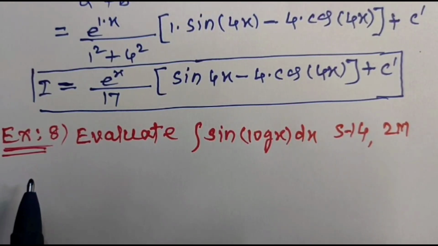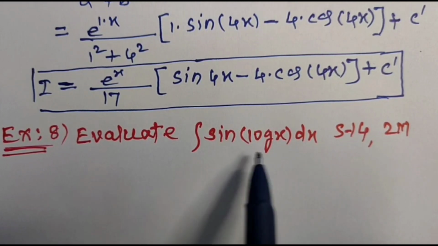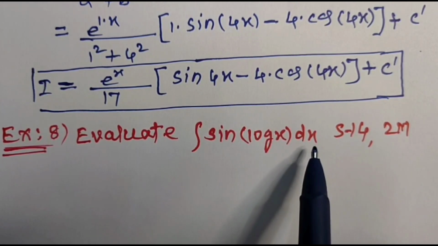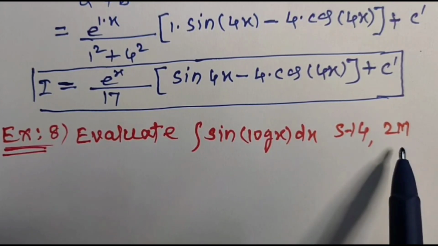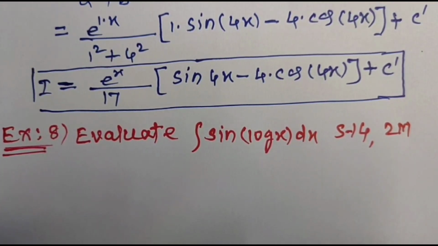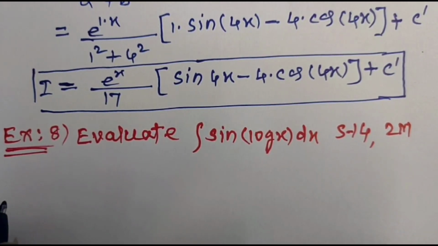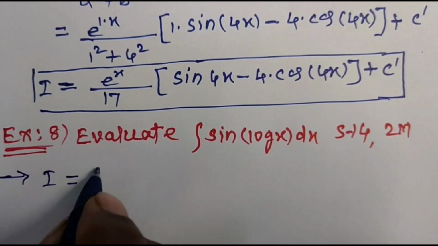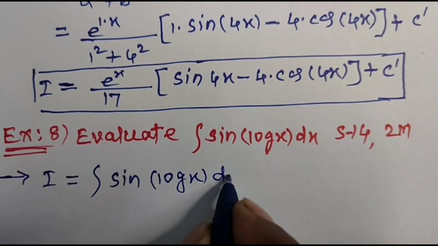Let us solve the next sum. Example number 8. Evaluate integral of sine of log x, integral with respect to x. This sum appeared in summer 2014 for 2 marks. Here we have to use the substitution method as well as the by parts method. So first of all, rewriting the given integral as it is, I is equal to integral of sine of log x, integral with respect to x.